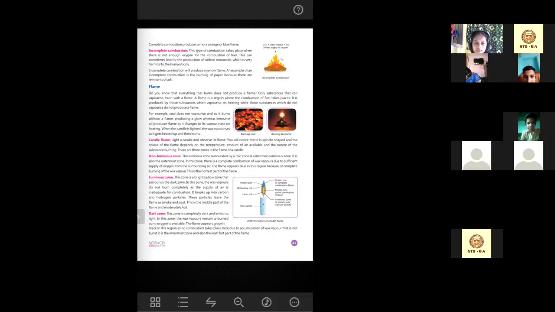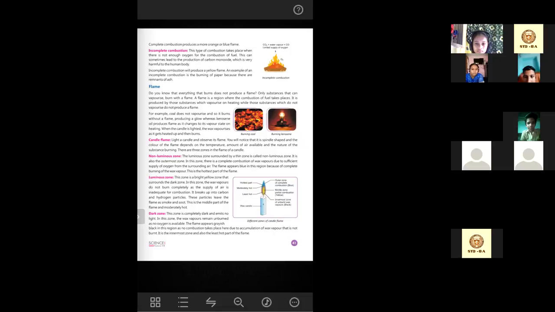This is why incomplete combustion is seen here. Now, the dark zone. The dark zone is the innermost zone of a candle flame. This zone is completely dark and emits no light. At the center, you will see that it emits no light. The flame as a whole seems very bright.